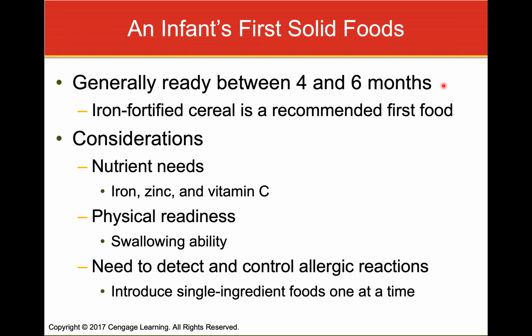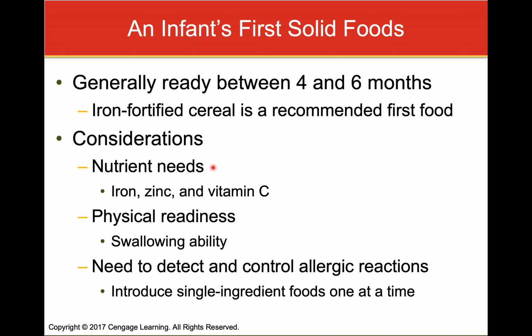So we're breastfeeding for the first about 6 months, and then we're continually monitoring the baby's ability to take food by mouth. So infants are generally ready to take food by mouth between 4 and 6 months. And the first food that's recommended is an iron fortified cereal. The iron fortified cereal has low risk for allergic reaction, and because it's iron fortified, it provides much needed iron that cannot be met through the breast milk.